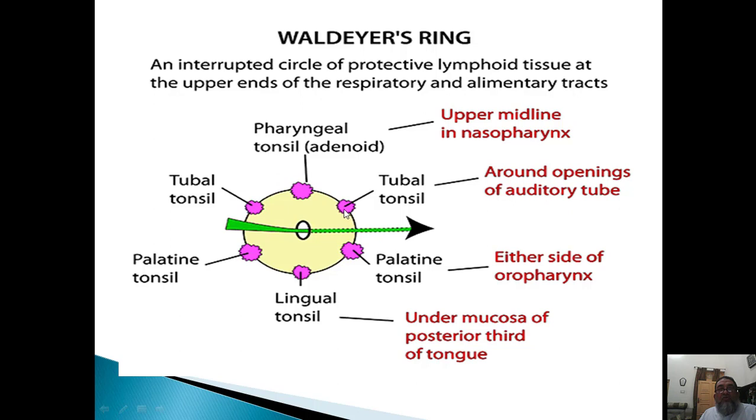Palatine tonsil and supralaterally the tubal tonsils. This forms the ring, Waldeyer ring. So this is for the protection against incoming particles.